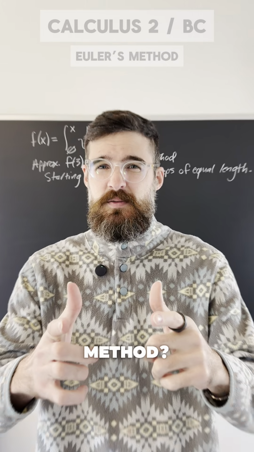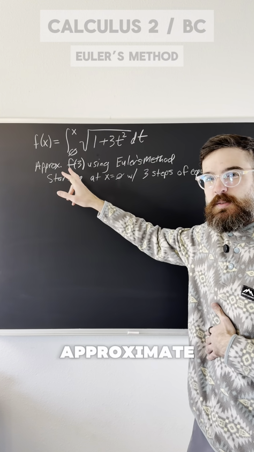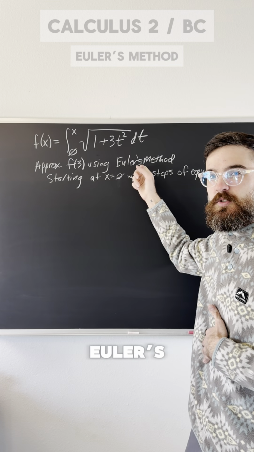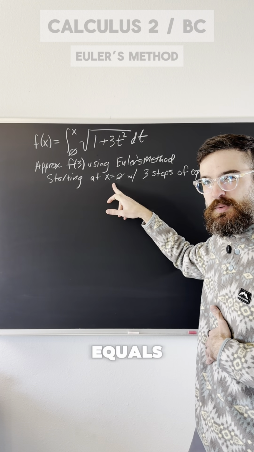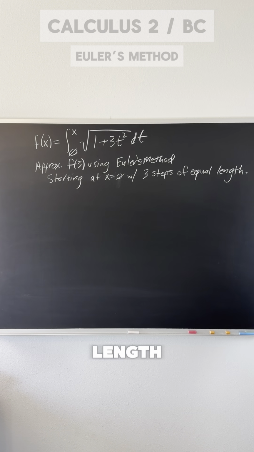You know Euler's method? In this problem, we're given a function f of x and we're being asked to approximate f of 3 using Euler's method when we start at x equals 0 and are using 3 steps of equal length. To do this, what I'm going to go ahead and do is make a table.